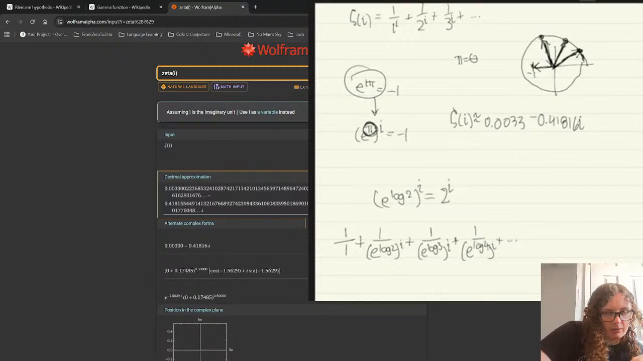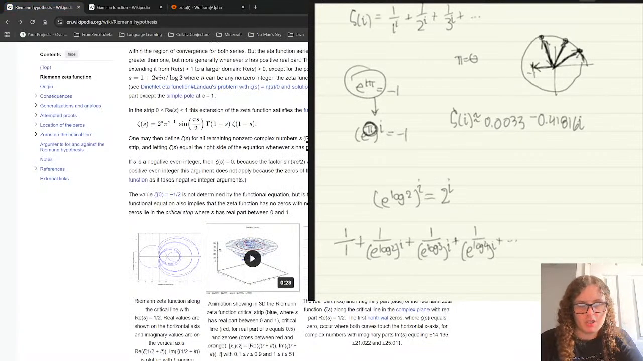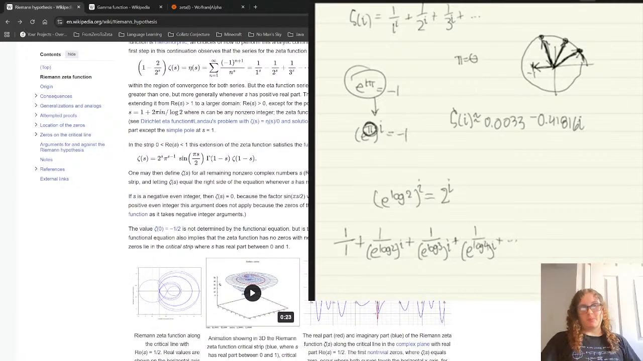And because of the way the functional equation is defined, the gamma function is never 0. 2 to the s is never 0. Pi to the s minus 1 is never 0. Sine, we'd really only have to be worried about sine.